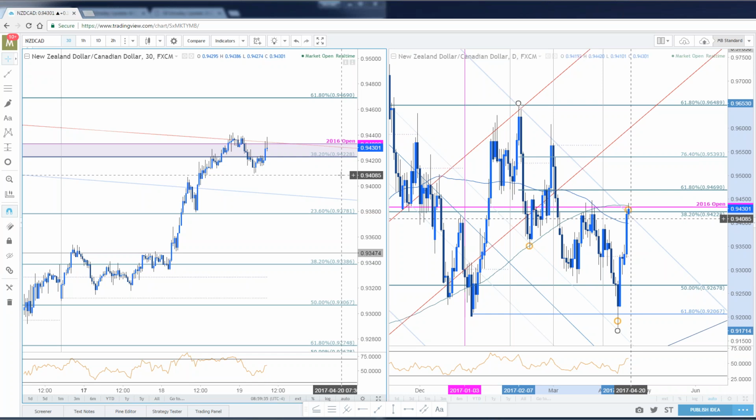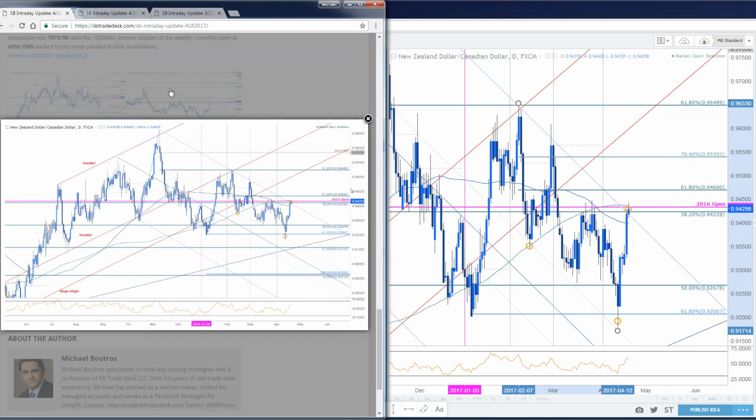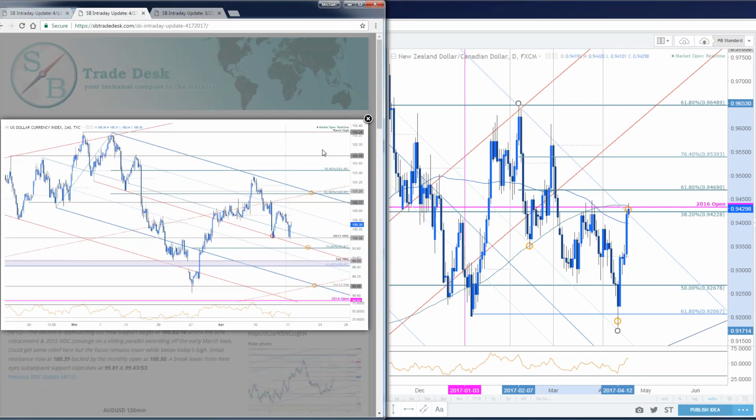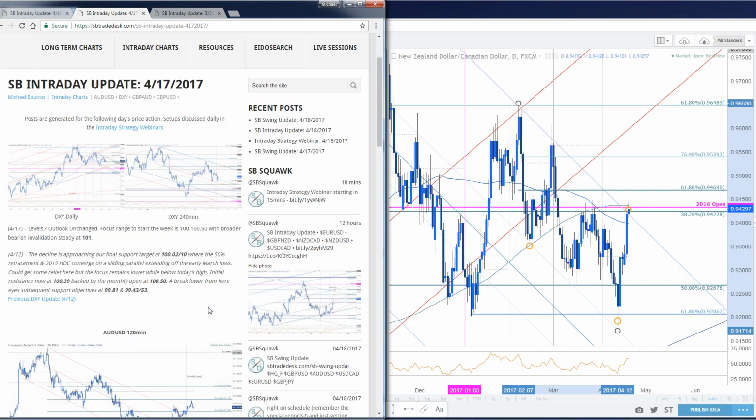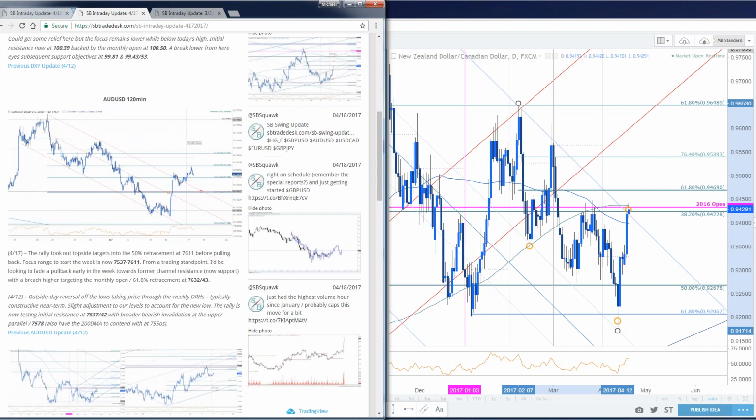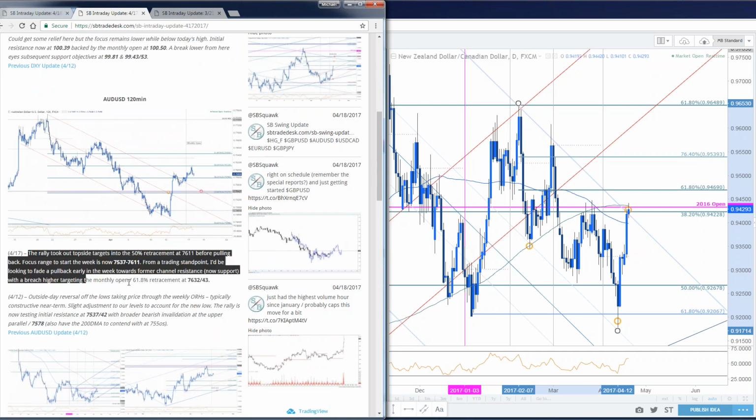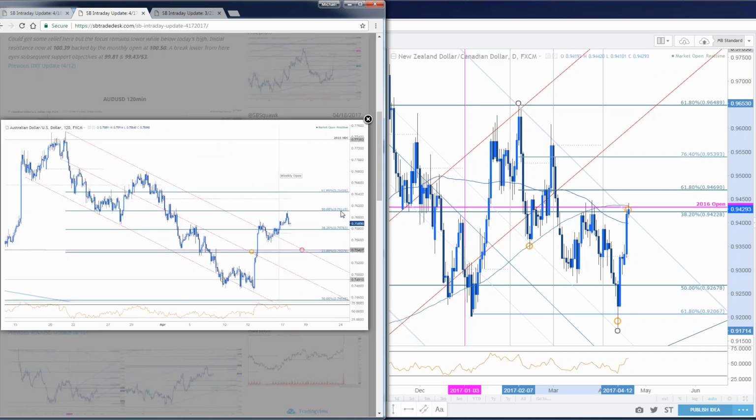That is number 6. All right, number 7, Aussie dollar. Here is what Aussie looked like the previous session. This is from the 17th. We were talking about the fact that Aussie took out all our topside targets, okay? It took out the last one to the 50% retracement. That was 76.11.